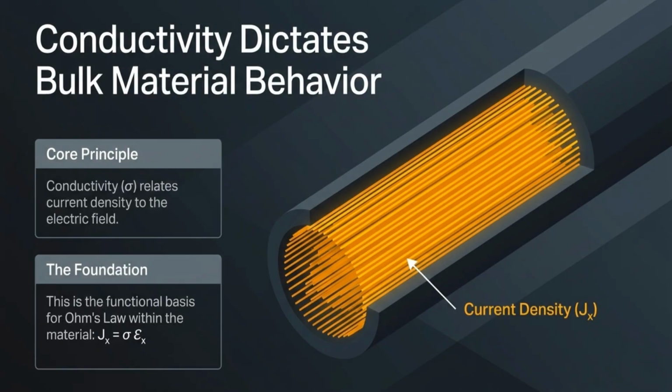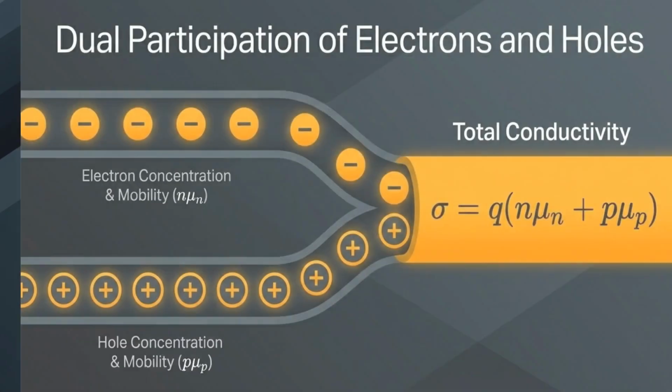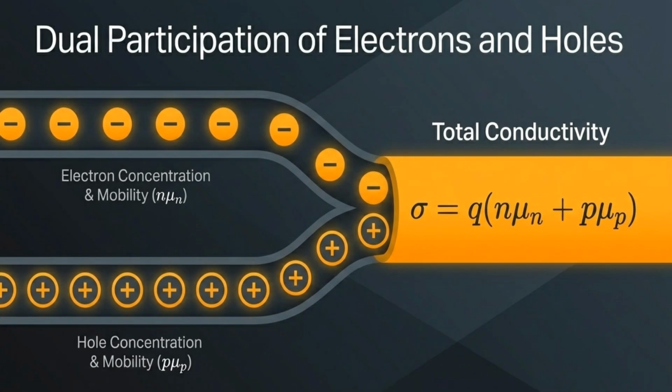Conductivity dictates the bulk material behavior, relating current density to the electric field. This forms the basis for Ohm's law within the material. Total conductivity accounts for the dual participation of both electrons and holes, considering their respective concentrations and mobilities.